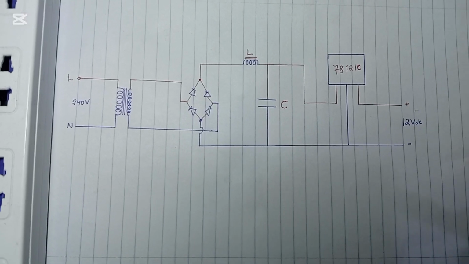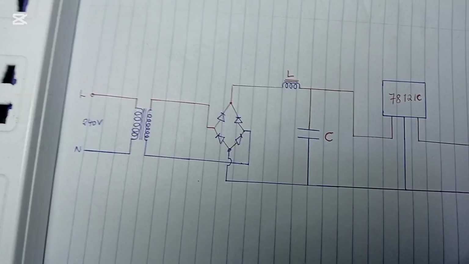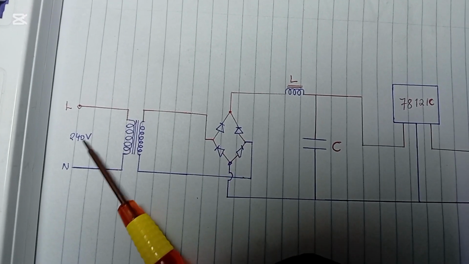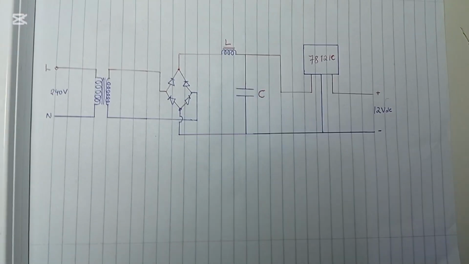For us to be able to step down that voltage, we need a transformer. That is why a step down transformer is placed here. This step down transformer is going to take the 240 volt to a manageable level of voltage.